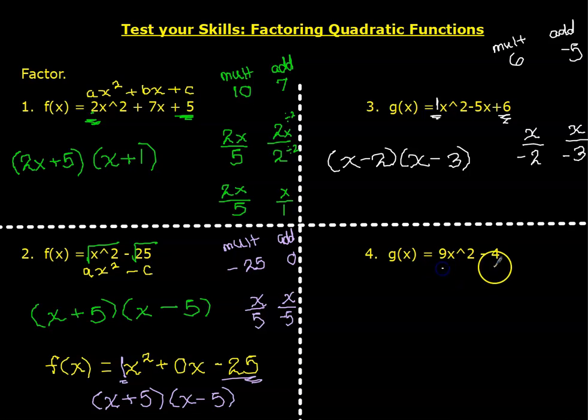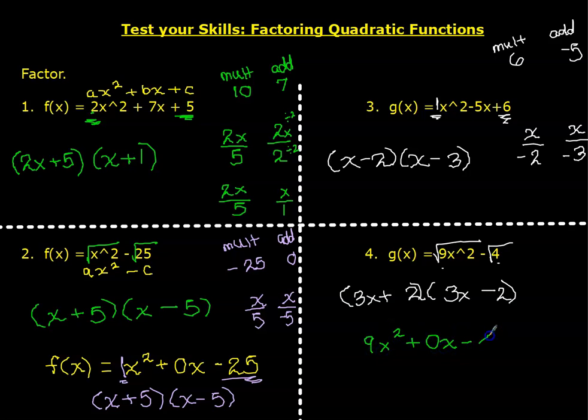Now for number 4, you also have, again, a difference of squares. Remember, you only have ax squared and c, the constant, and it's being subtracted. So if we just square root each one from here, the square root of 9x squared is 3x. And the square root of 4 is going to be 2. And again, if you didn't recognize that it is a difference of squares, you can also rewrite it as 9x squared plus 0x minus 4 and do the same pattern as well.